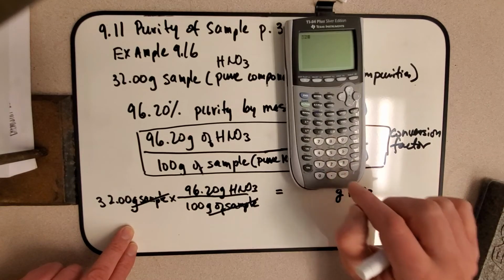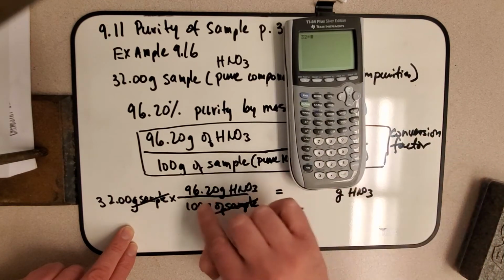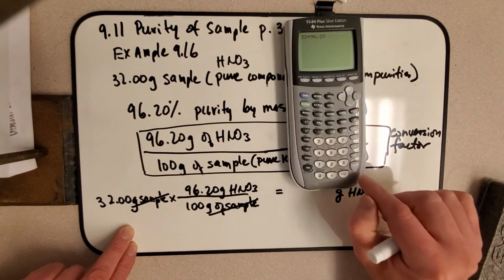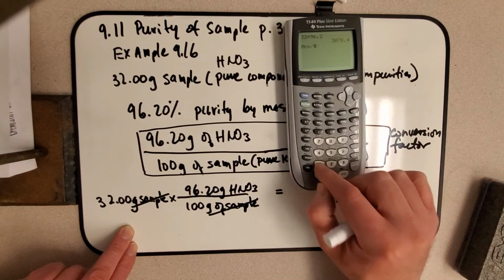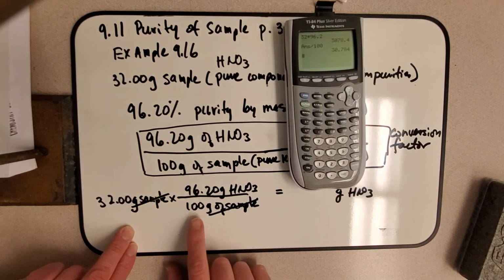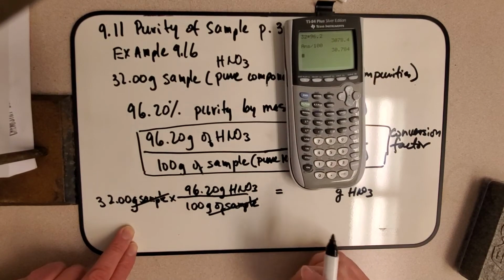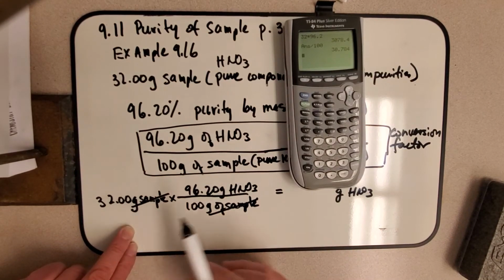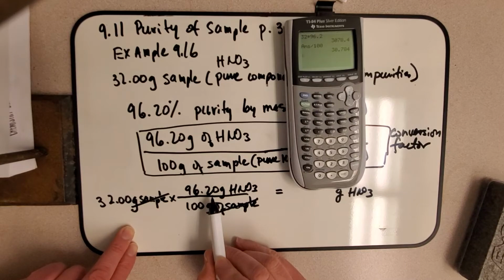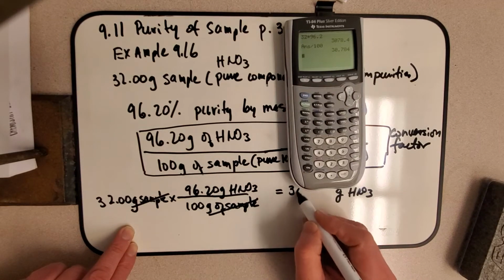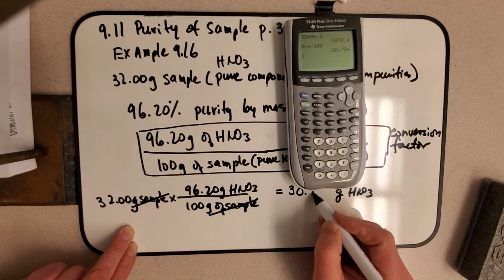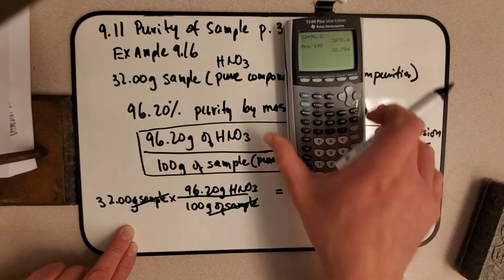I'm going to say 32 multiplied by 96.2 divided by 100. We will have to assume the 100 is an exact number, it's 100%, a perfect 100. This contains 4 significant figures, and this contains 4 significant figures, so my final answer has to be 4 significant figures. In this case, this will be 30.78 grams of HNO3.